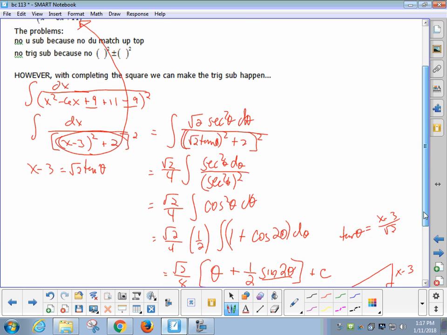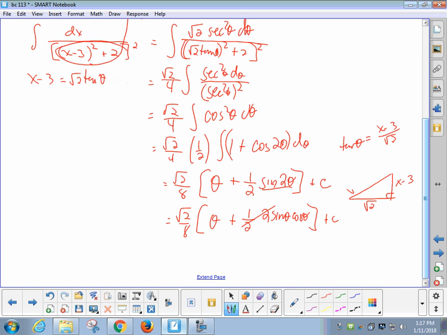Okay? So, x squared minus 6x plus 11? Is that what it was? Yes. Okay. Alrighty then, let's substitute. And then spike our pencils. What's theta? The inverse tangent of x minus 3 over root 2 plus, what's sine of theta?